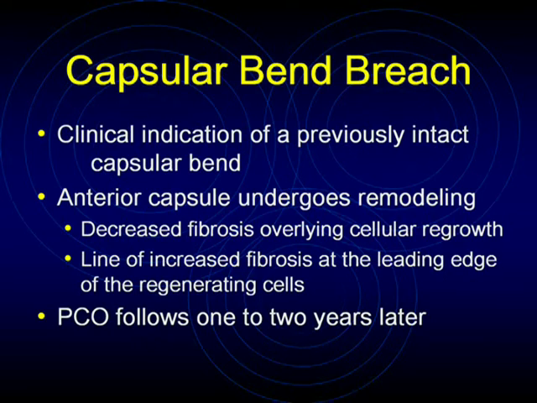The anterior capsule undergoes remodeling. Decreased fibrosis overlying the area of cellular regrowth is seen on the anterior optic, with a line of increased fibrosis at the leading edge of these regenerating cells. Posterior capsule opacification will follow 1 to 2 years later.